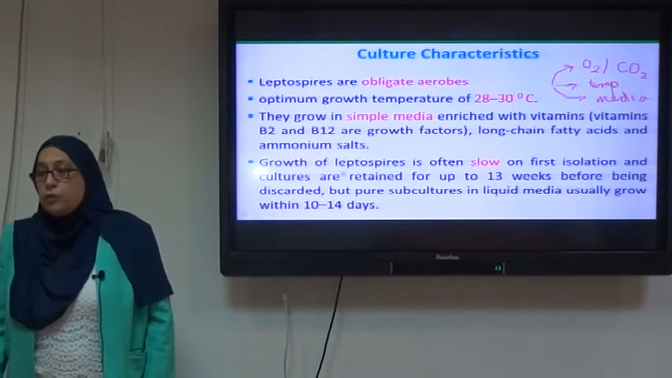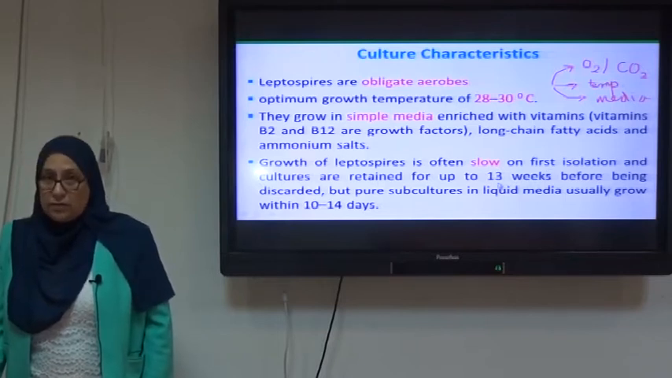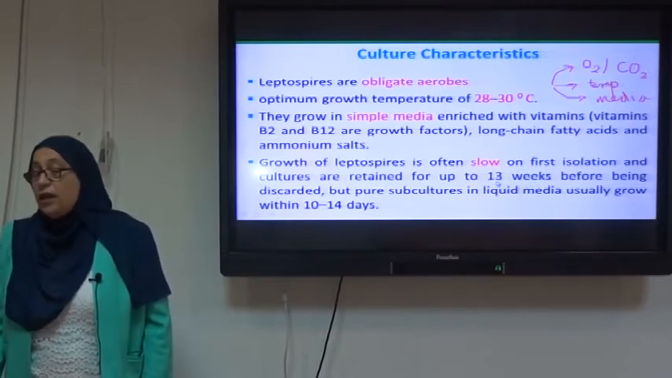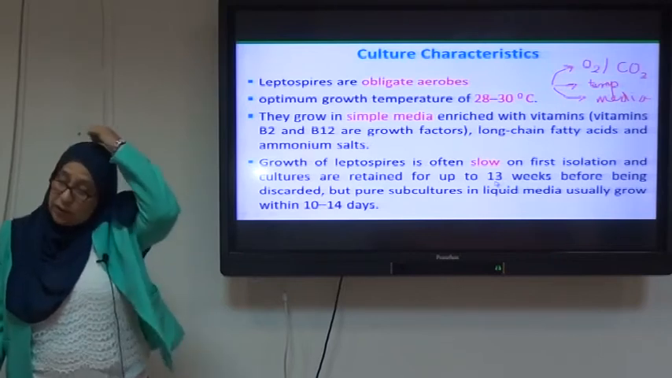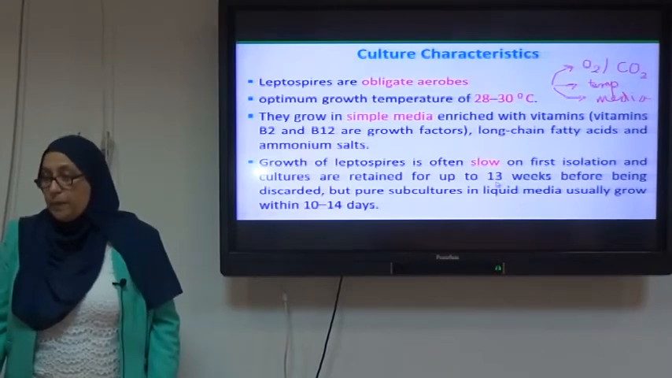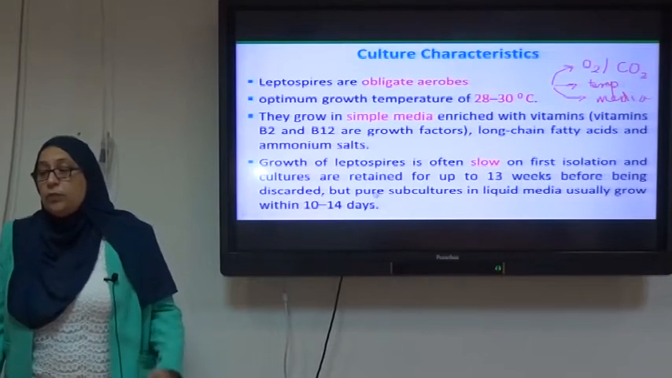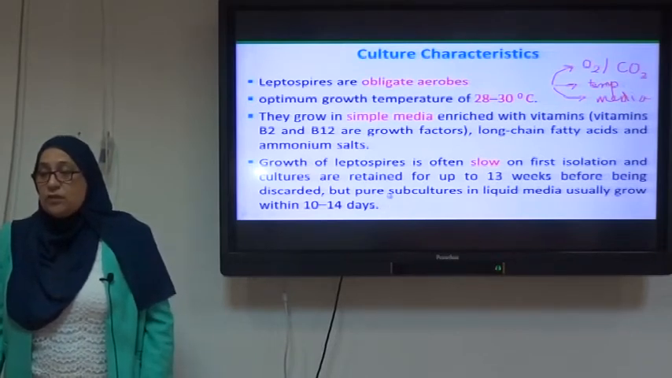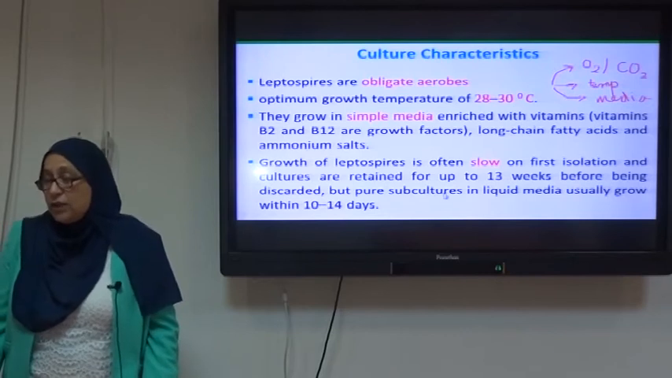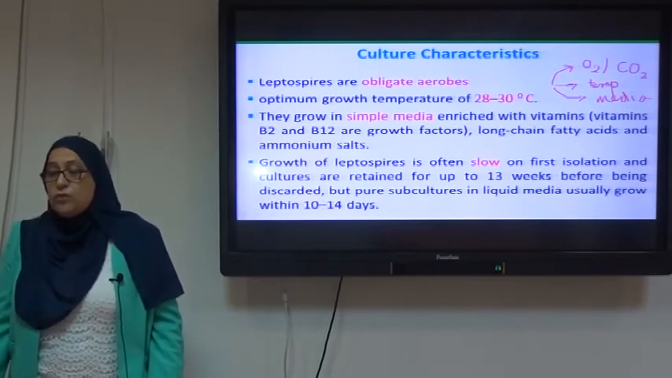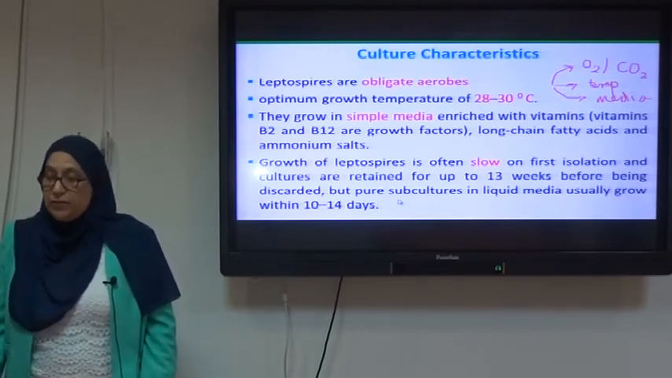The growth of Leptospira is often slow. On first isolation, it takes up to 13 weeks. يعني أول ما بنزرعها من السبيسيمن بتاخد 13 أسبوع. كويس؟ But pure subculture, when we get this organism and do subculture for this organism, in liquid media it grows within 10 to 14 days.